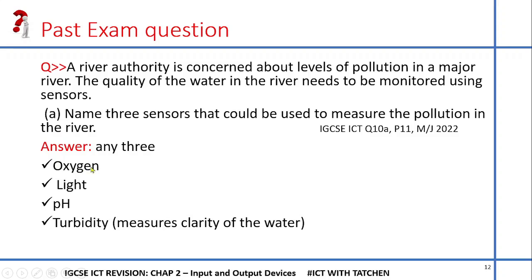You could use an oxygen sensor. That one will measure the oxygen levels in the river. And you could use a light sensor. The light sensor will check how much light can pass through the water, so that can also tell you how polluted the water is. A pH sensor: there are standards for the pH of water which is good for drinking and others. And then turbidity, which simply measures how clear the water is. So clarity, this is another type of sensor you can use. Any of these three will give you your marks. So that is it about sensors.